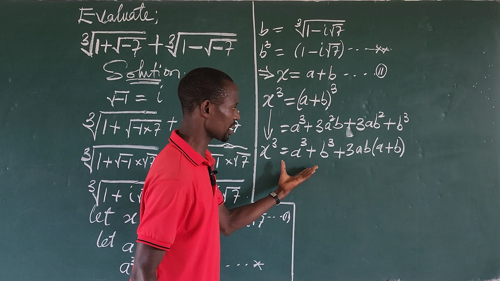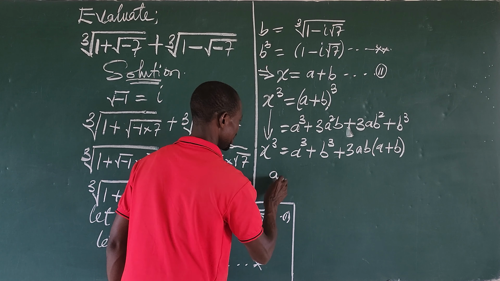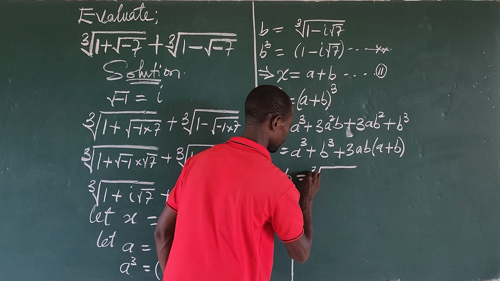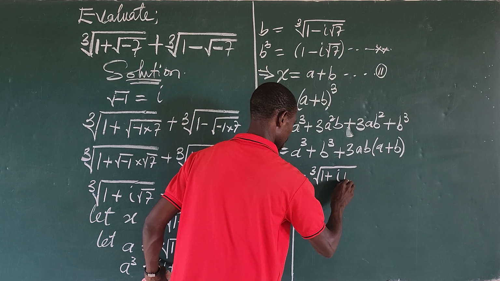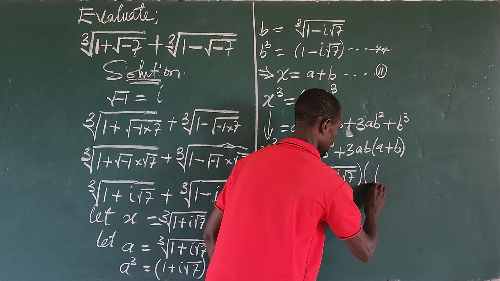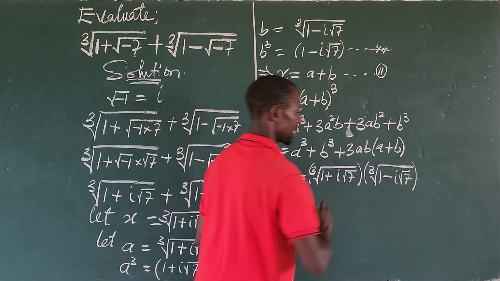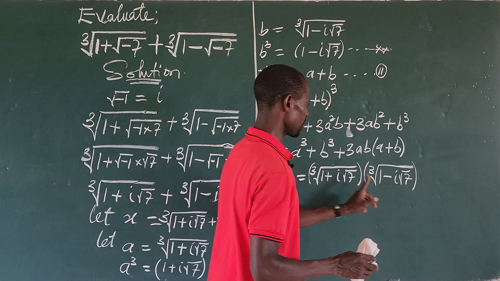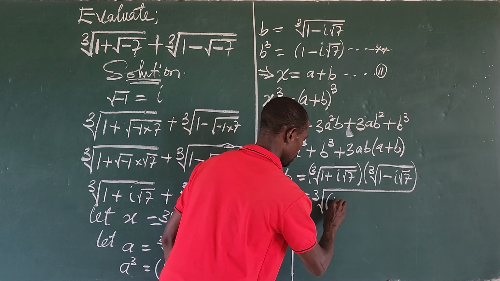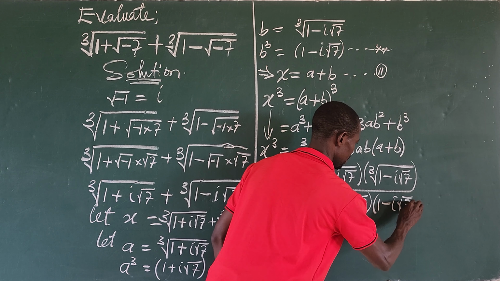And so we've gotten all the parameters here except a times b. So let's go ahead and get the value for a times b. From here, we have a times b is equal to, what is our a? Look at our a here. So we have the cube root of 1 plus iota square root of 7, then times our b. What is our b? Look at our b here, which is the cube root of 1 minus iota root 7, right? Close bracket. Now, if we multiply this out, this is a cube root, this is a cube root. And so this is going to give us the cube root of bracket 1 plus iota root 7 close bracket, bracket 1 minus iota root 7 close bracket.